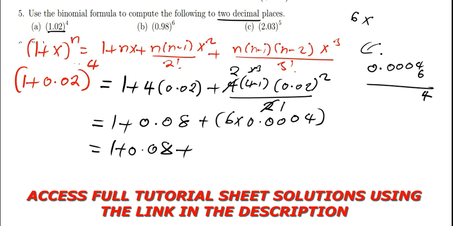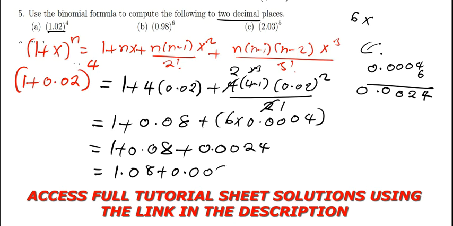1. Then 2 times this is 0. 6 times 0 is, so it will give me 2. Then I'll have 0, 0, 0.0. So this becomes 0.0024. So if we add this, that becomes 1.08 plus 0.0024. So 1.0 plus 0 is 0, 0 plus 8 is this. Then I have this. So this is basically the answer.